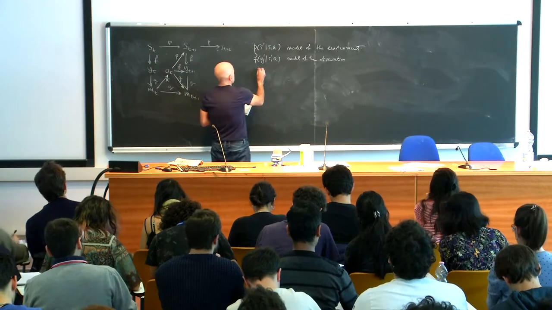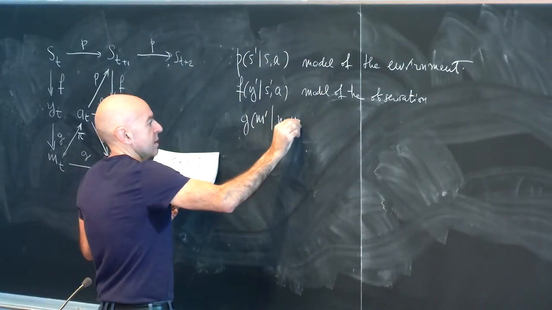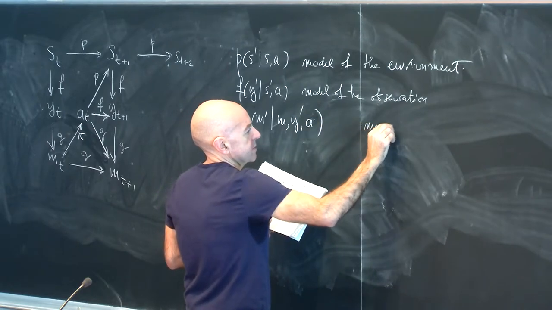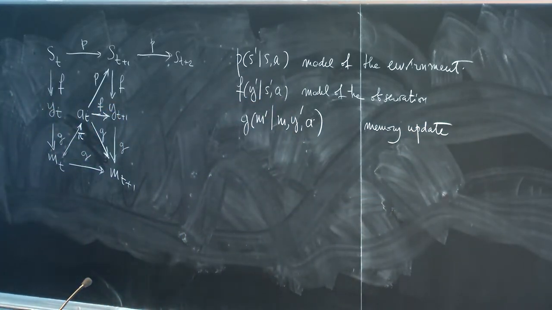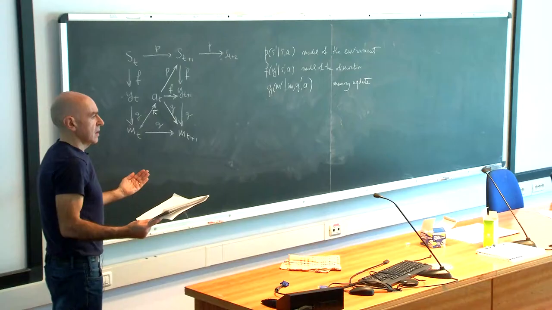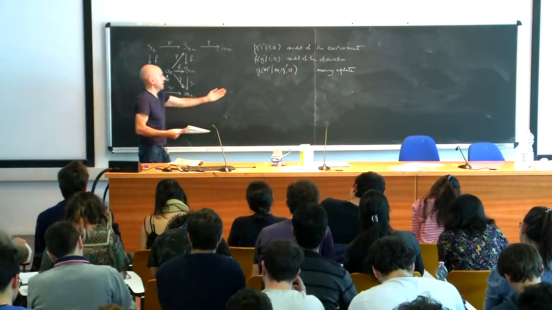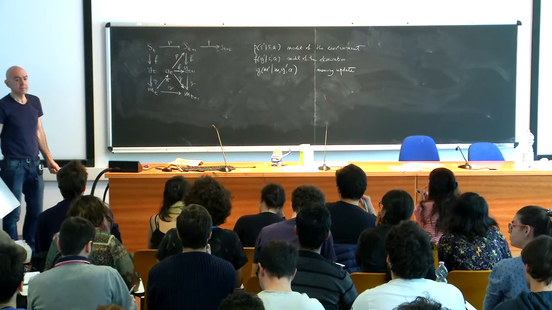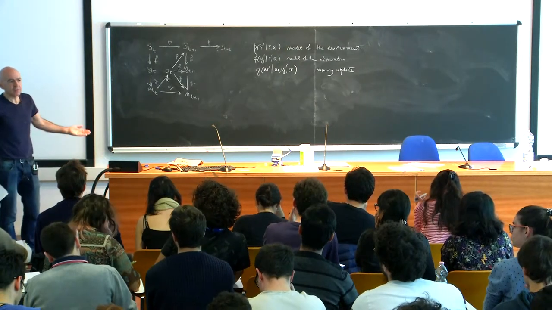Then we have a function g(m', m, y, a), the memory update. Given a certain previous state of the memory, a new observation, and an action that has been taken, there is a probabilistic function, a transition probability, which puts all this information into my new memory state. It might be deterministic, might be random itself. Because if it's probabilistic, it encompasses also deterministic ones. It's just errors of writing on memory.